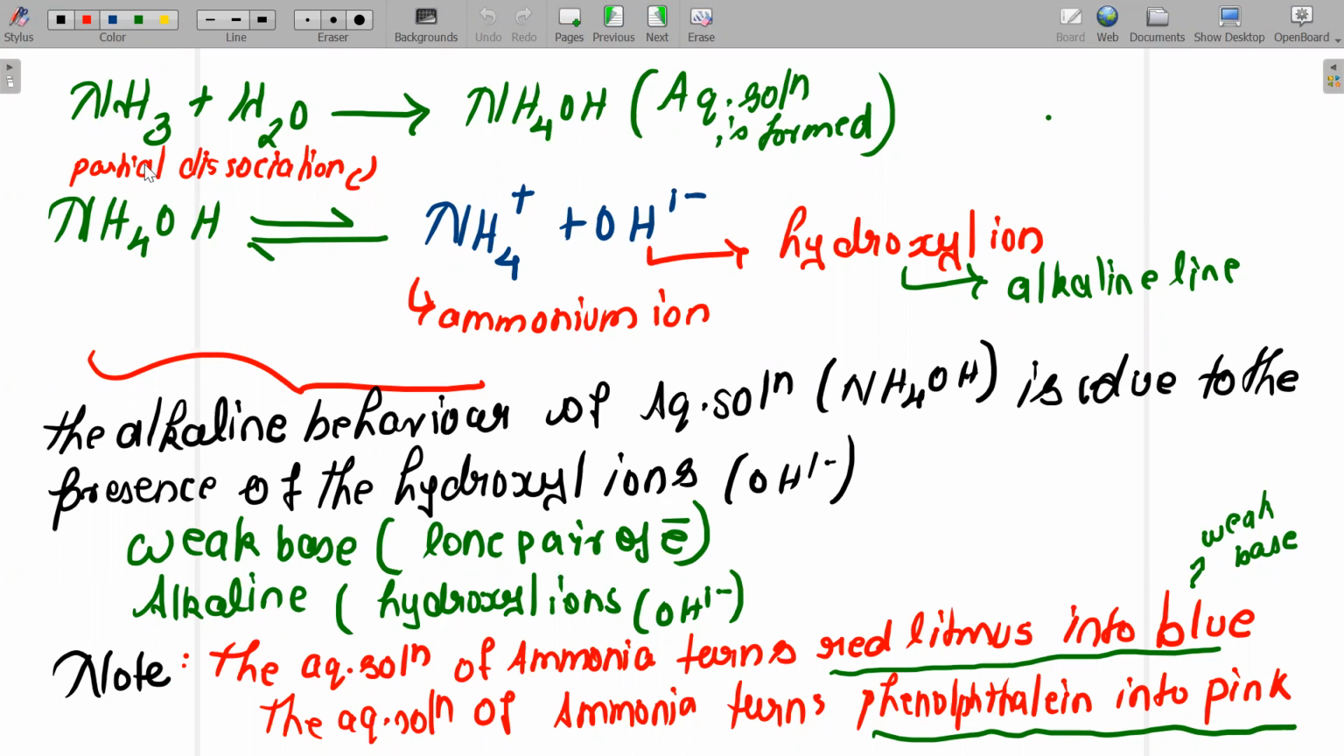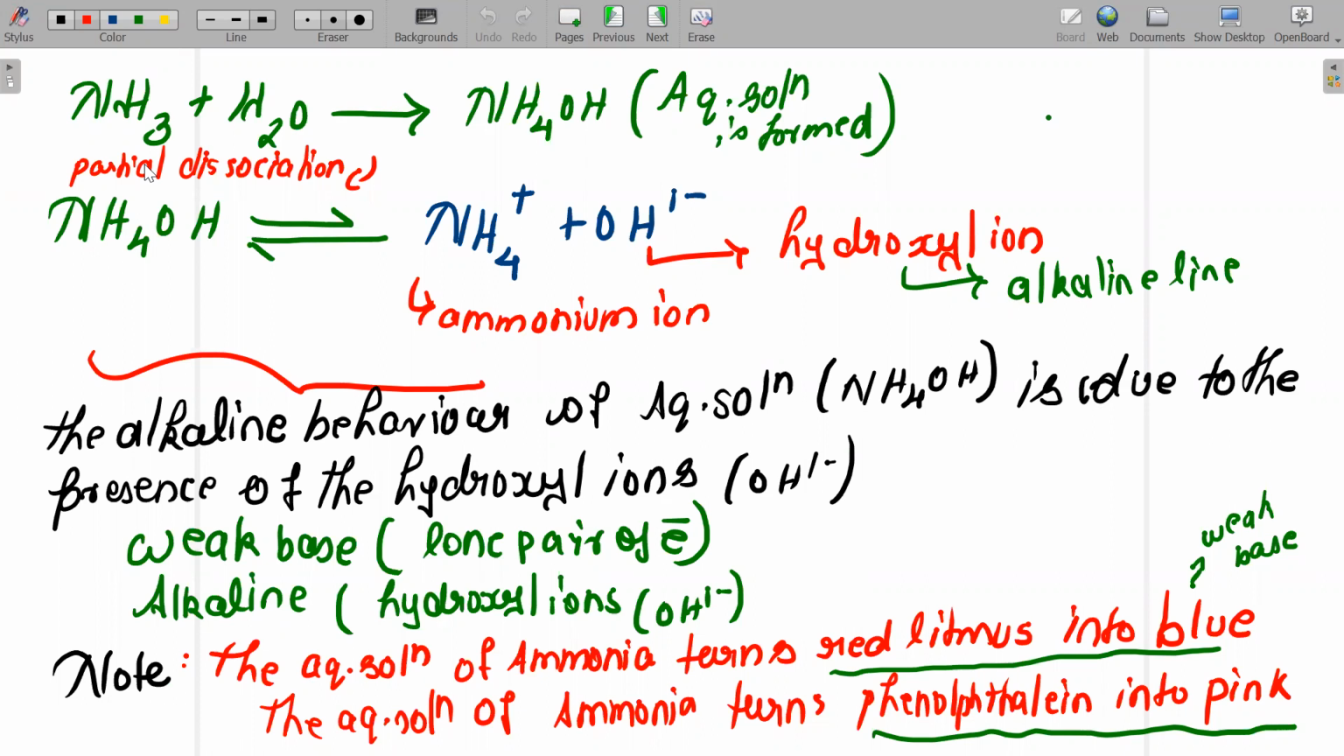Sir, how is this presence of hydroxyl ion the reason behind alkaline nature? For that, I have given one small idea here. Whenever you have hydroxyl ion presence, then it will be alkaline nature. When lone pairs of electrons are present, then it will be a weak base. So the alkaline behavior of aqueous solution is due to the presence of hydroxyl ions.